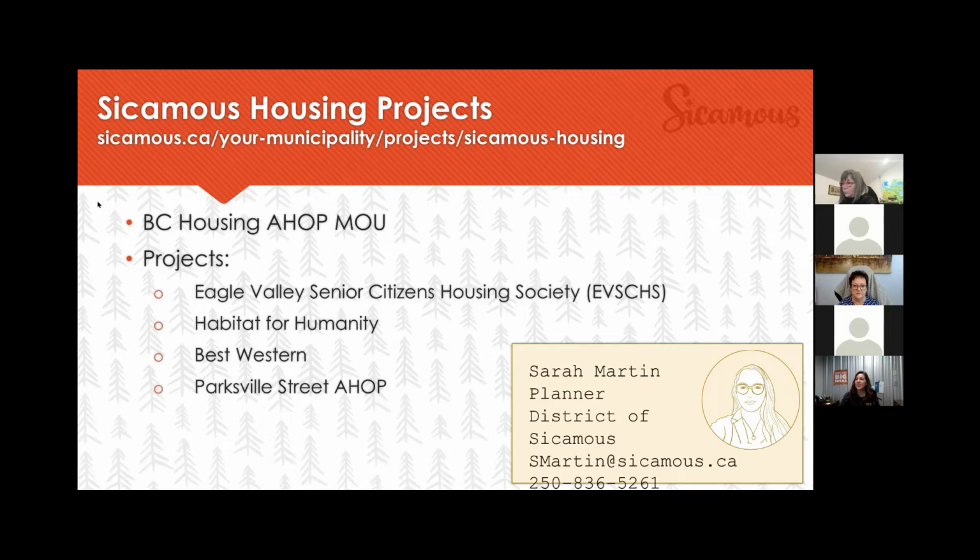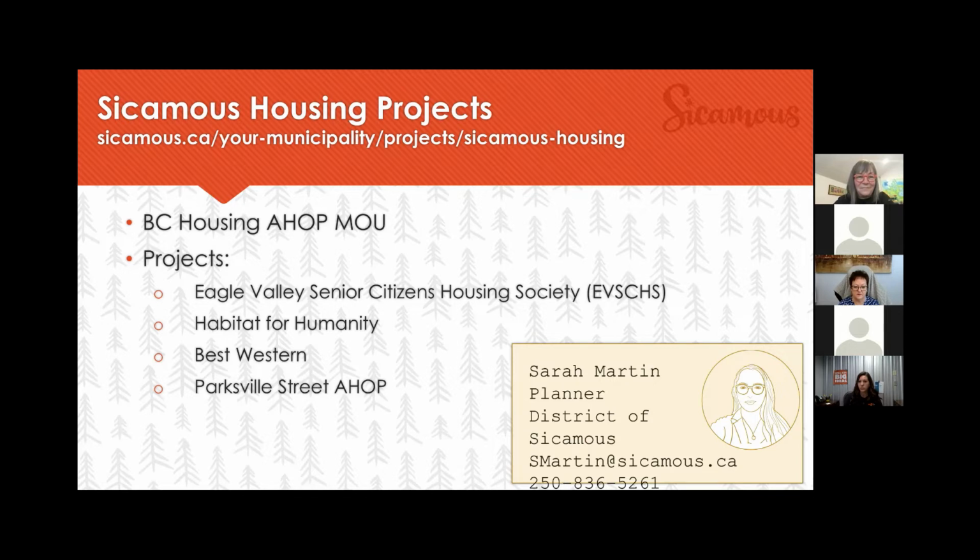So the district recently entered into a memorandum of understanding with BC Housing for their Affordable Home Ownership Program, AHOP, to support the development of new affordable homes for eligible buyers. In addition to this, there are several projects currently in development within the district of Sicamous, or they're actually being built out at this time. So in partnership with the Eagle Valley Housing Society, the district is in the process of developing plans for 16 units for low-income families and 20 units of seniors housing within the town center.